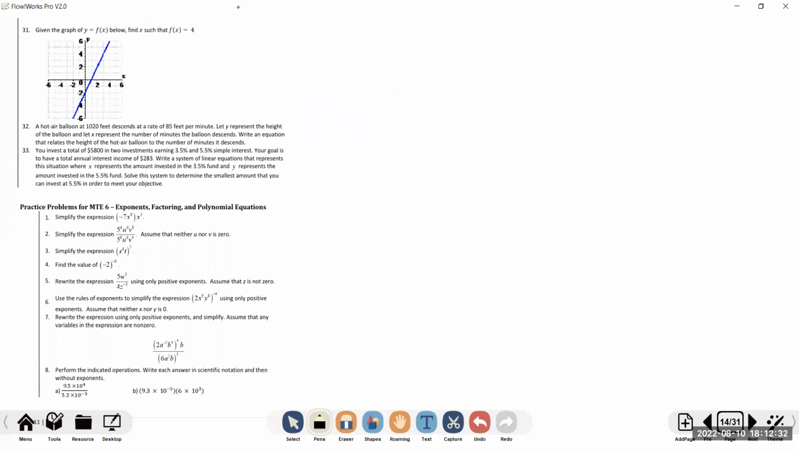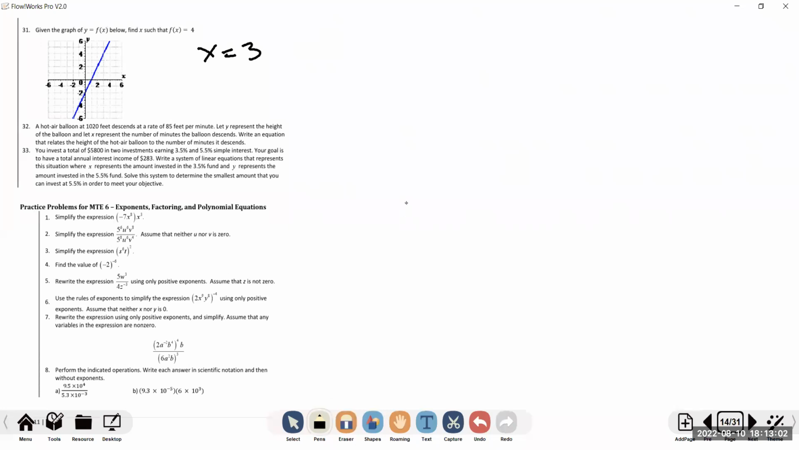Given this graph, find the x such that y is equal to 4. So I'm going to come to y is equal to 4 right there. I'm going to come down here, and it looks like x is equal to 3 when y is equal to 4. See that if I had straight edges here, I could come down to the point x equals 3.